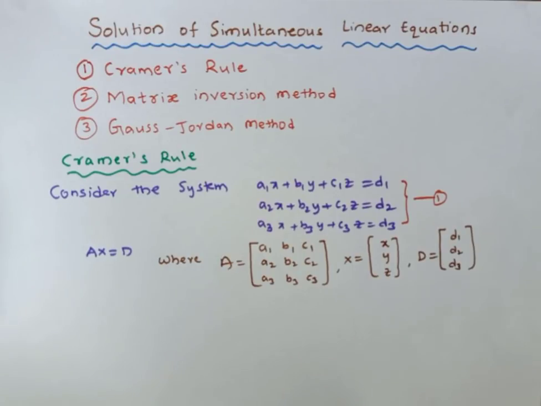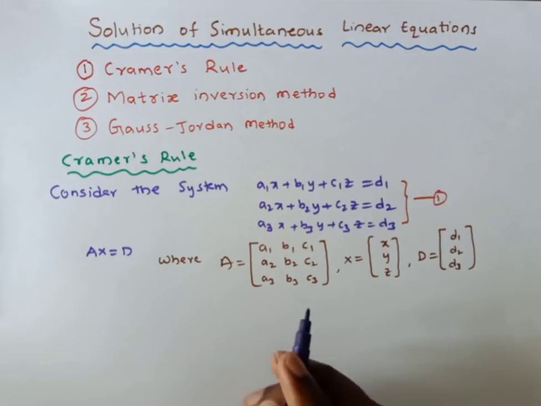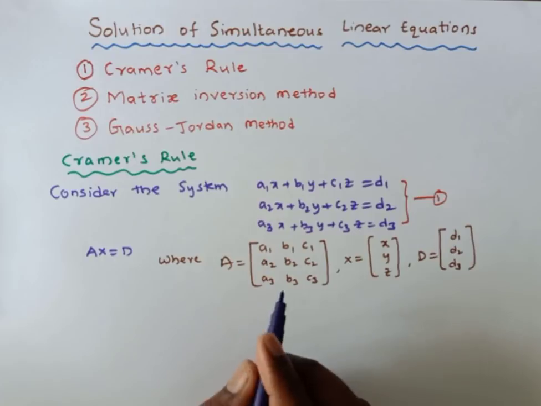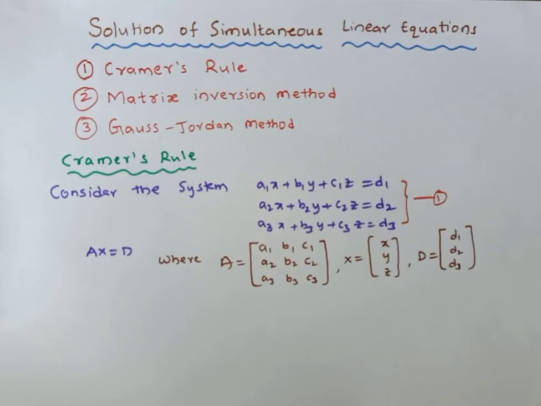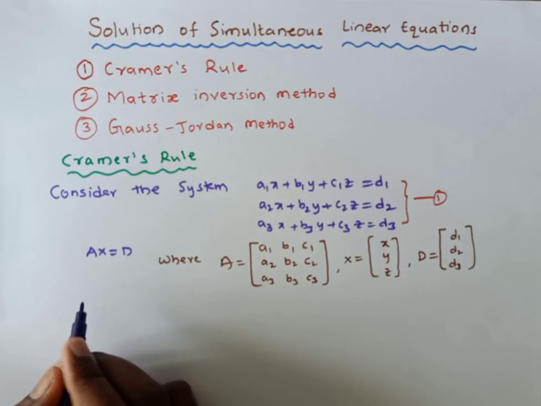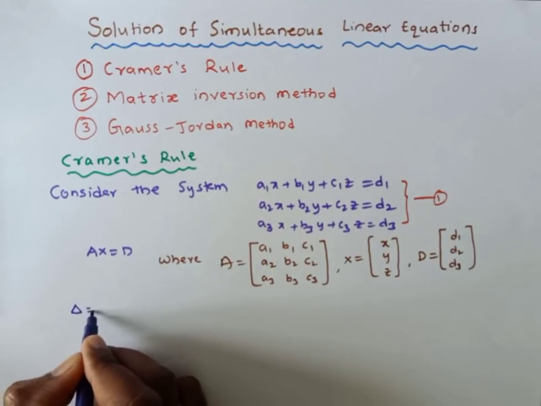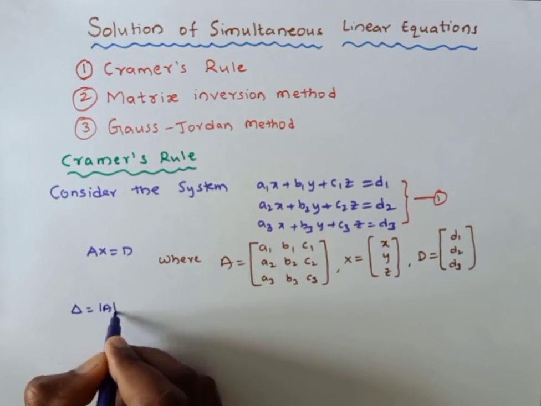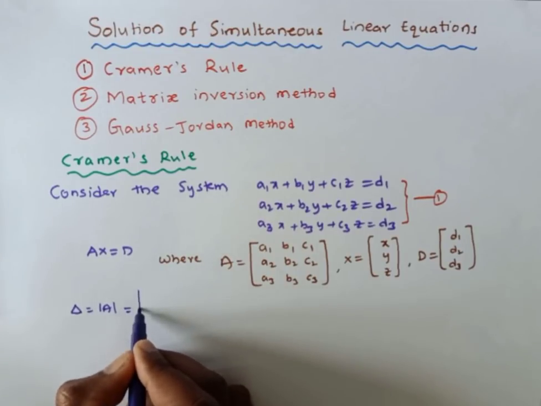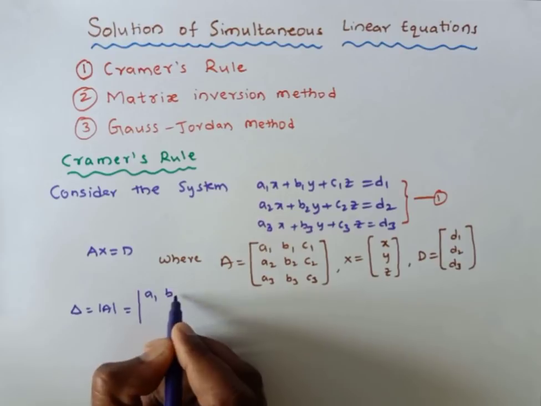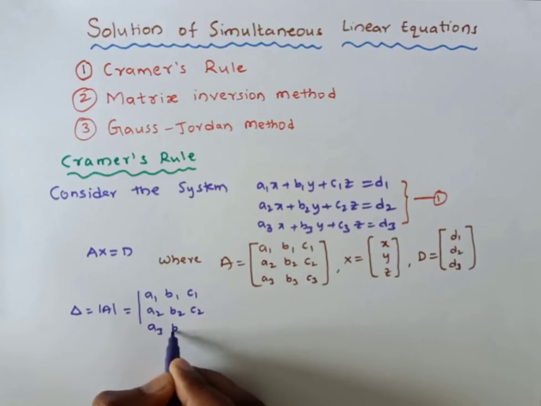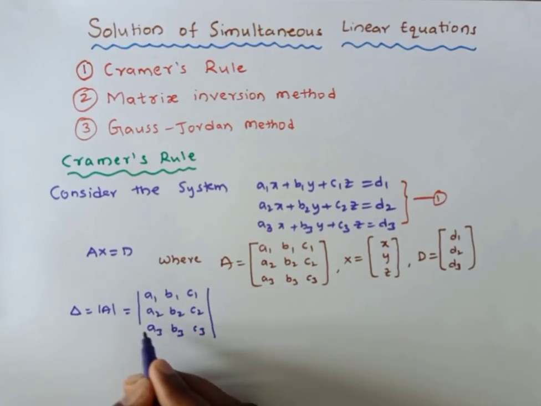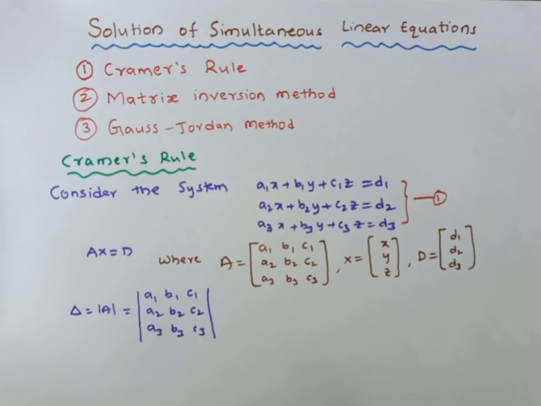Now we need to use some values like delta, delta 1, delta 2 and delta 3 to evaluate the solution for this given system. The method of Cramer's rule is, first you need to find the value of delta. Delta means the determinant of A, so this is det of A only. It is a1, b1, c1, a2, b2, c2 and a3, b3, c3. Try to find the value of this determinant.